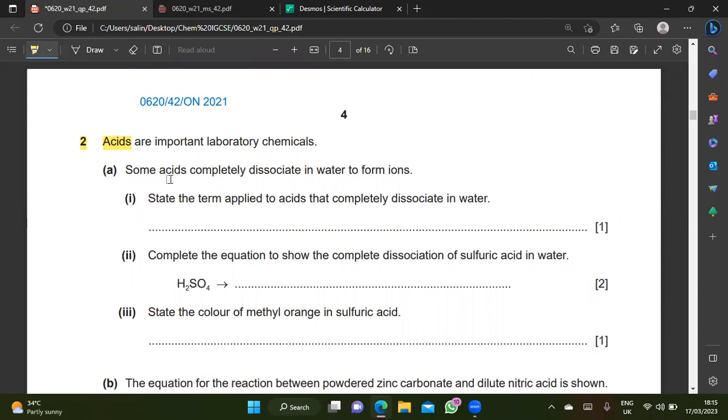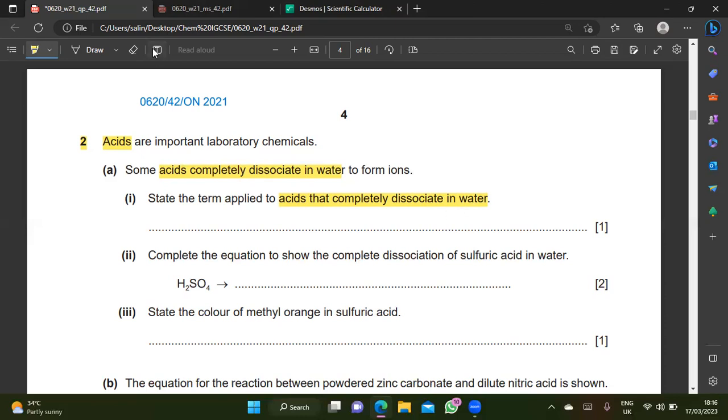Okay, some acids completely dissociate in water to form ions. So the key words here: completely dissociate in water to form ions. So they asked you, state the term applied to acids that completely dissociate in water. Okay, this is so easy. An acid that completely dissociates in water is called a strong acid.